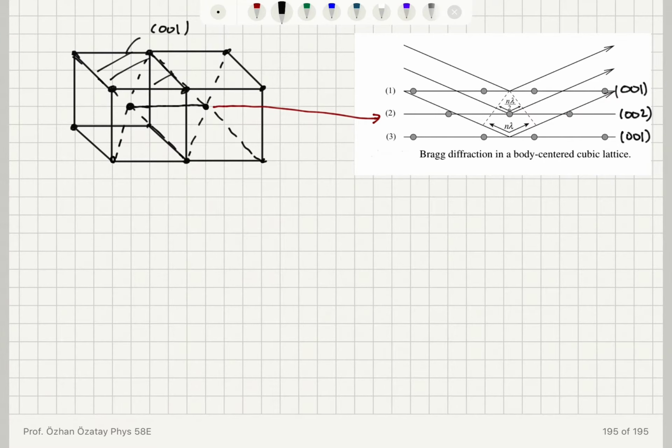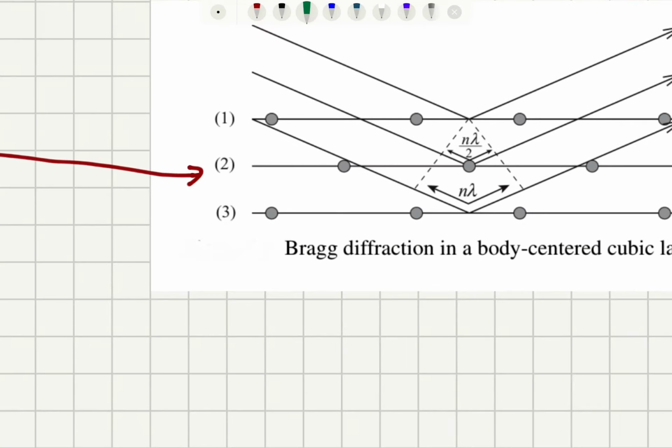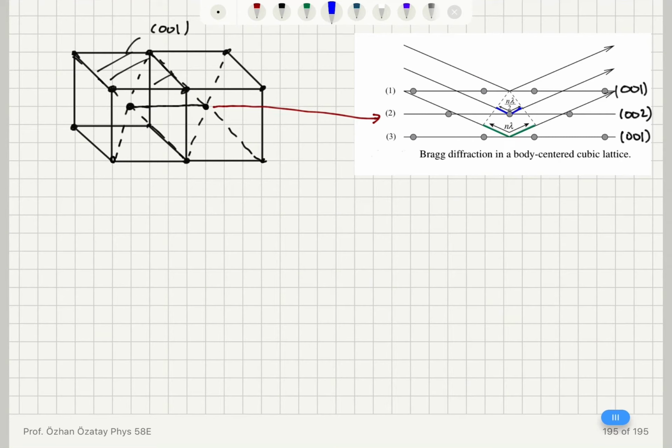When I look at the path differences created here, here I have one situation, and here I have another situation. So if I look at the interference of these rays, I will find that there will be destructive interference coming from the 002 planes.